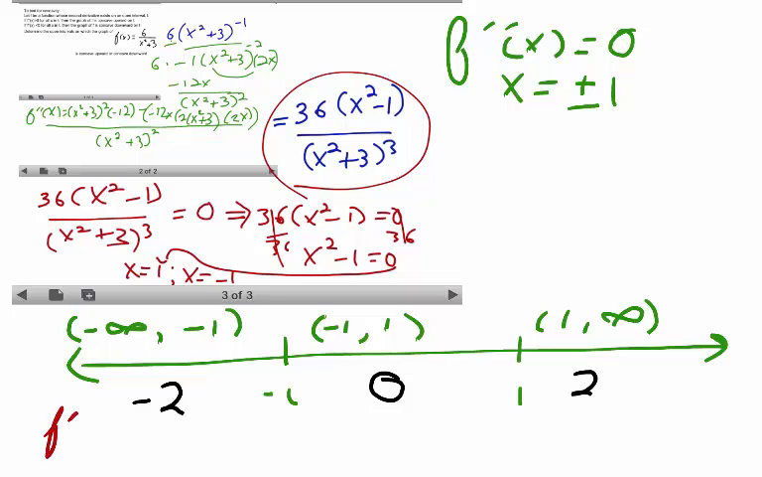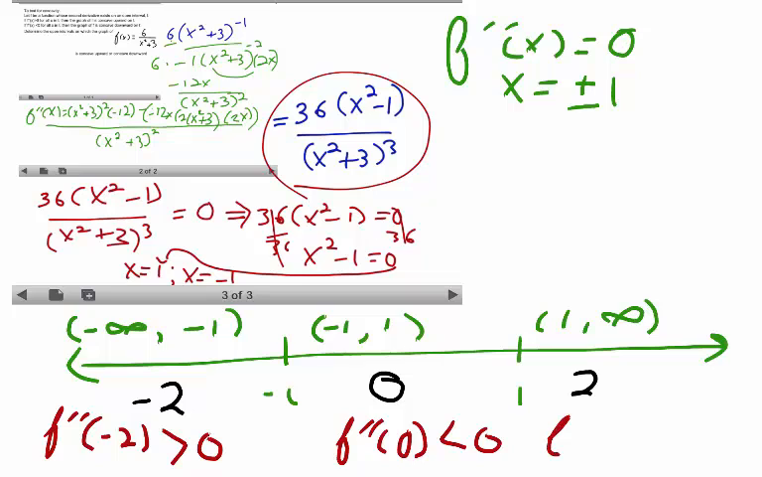If we evaluate f double prime at negative 2, in other words, plugging in negative 2 for all x in the second derivative, then we'll get a positive number result. F double prime of negative 2 is greater than 0. If we evaluate f double prime at 0, by plugging in 0 for all x in the second derivative, we find that f double prime of 0 is less than 0. And finally, f double prime of 2 would turn out to be greater than 0.